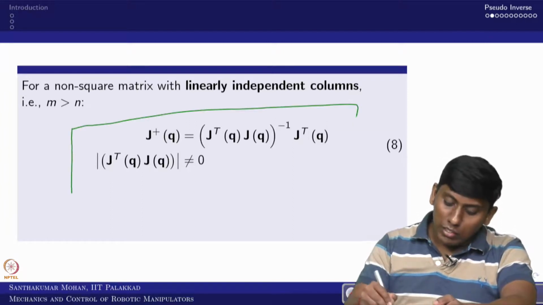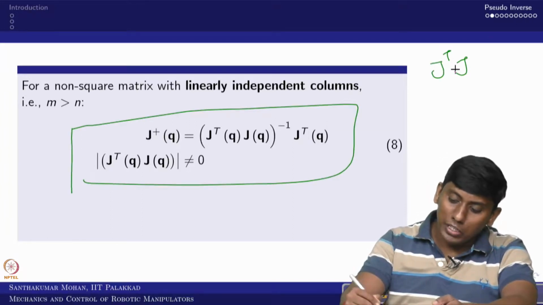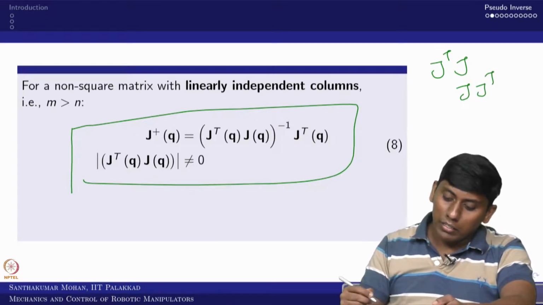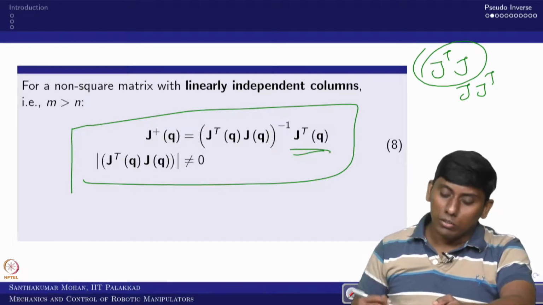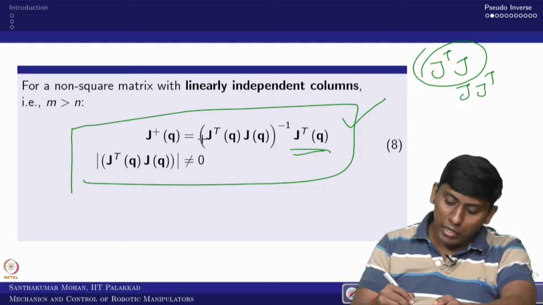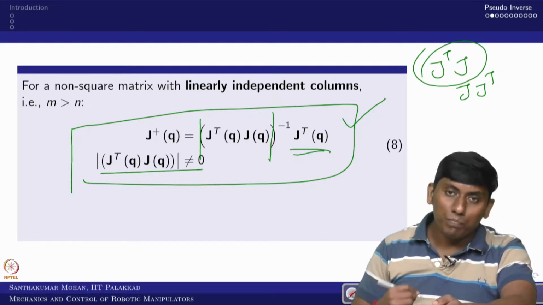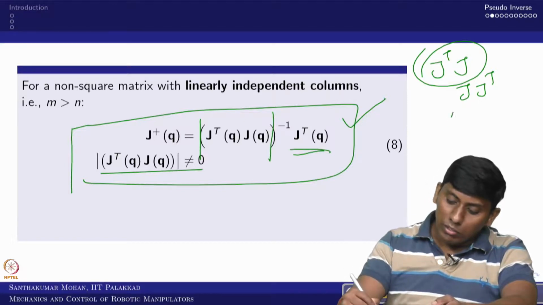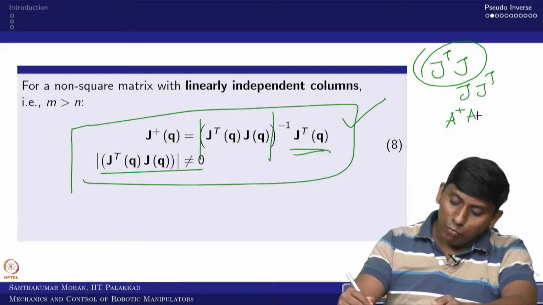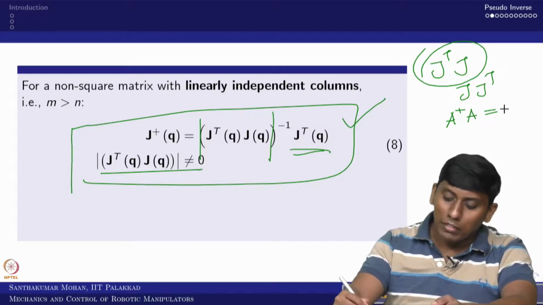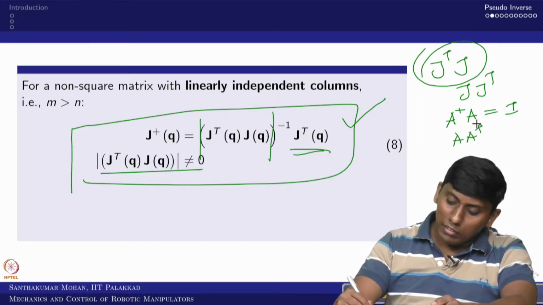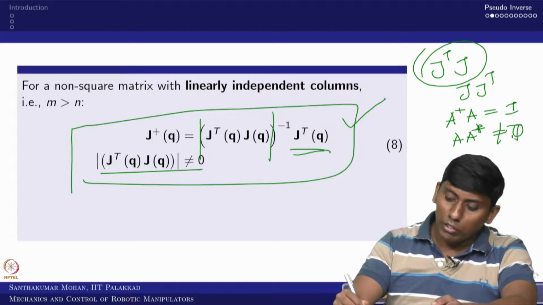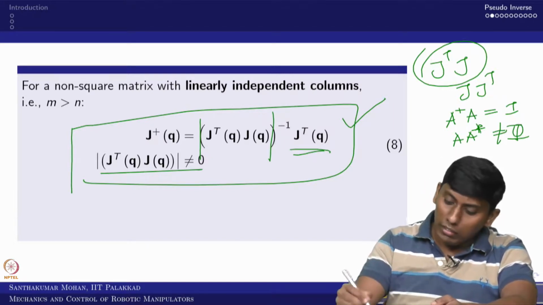This is the left inverse, where we have a square matrix J transpose J. We take J transpose J, take its inverse and multiply with J transpose. This is what you call the left inverse, provided this determinant is non-zero. Why is it called left inverse? Because if you pre-multiply with this inverse, it gives identity, but the other way around will not give the identity matrix.